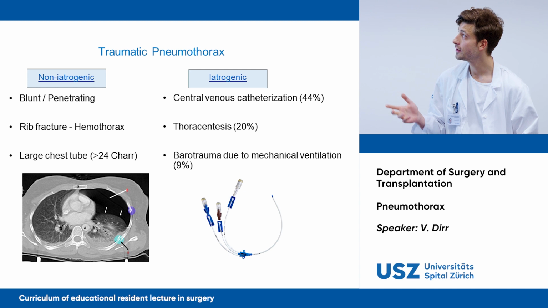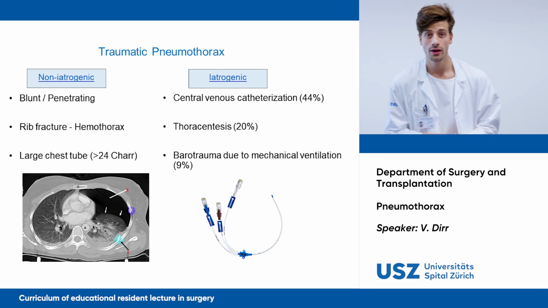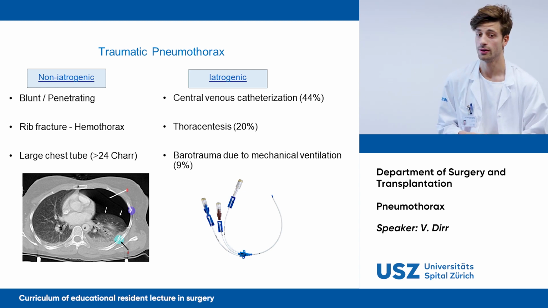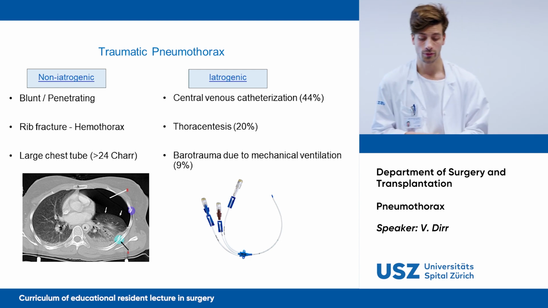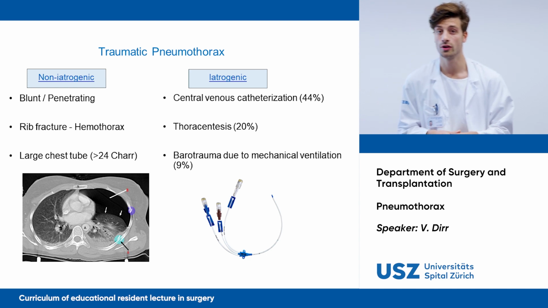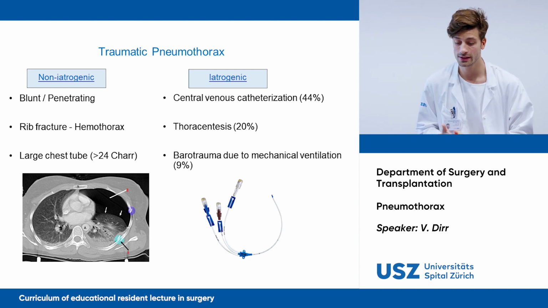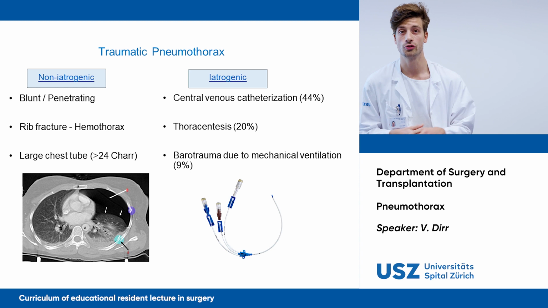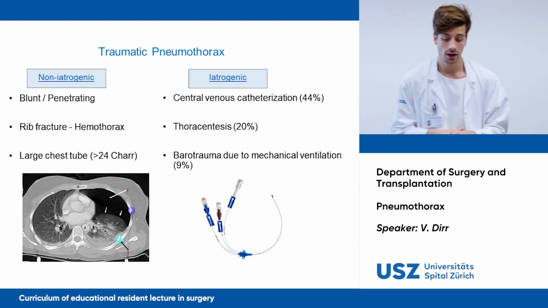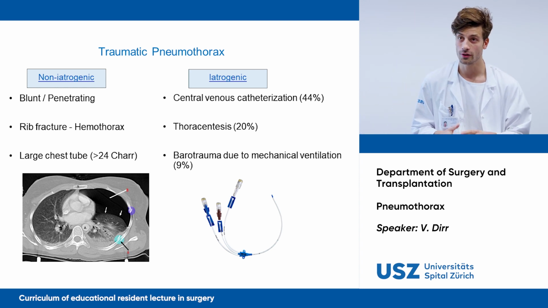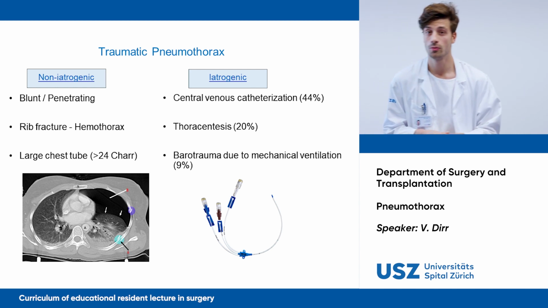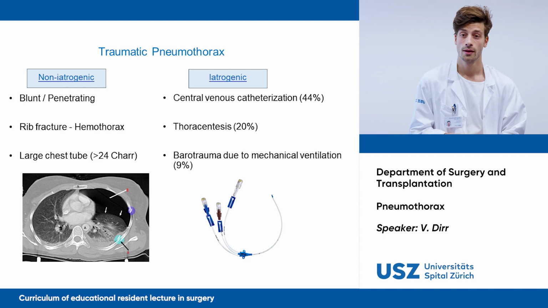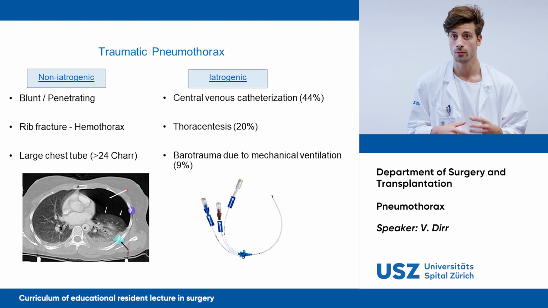So, in case of a traumatic pneumothorax, it can be divided into non-iatrogenic and iatrogenic, as I told you before. Normally, non-iatrogenic is a result of a blunt or penetrating thorax trauma. It can cause rib fractures, it can cause hemothorax, and usually in these cases, larger tubes are necessary. In iatrogenic cases, it's usually the result of a central line or a thoracentesis or a barotrauma due to mechanical ventilation. Bear in mind that iatrogenic pneumothorax can be treated as a primary one, as a rule of thumb.